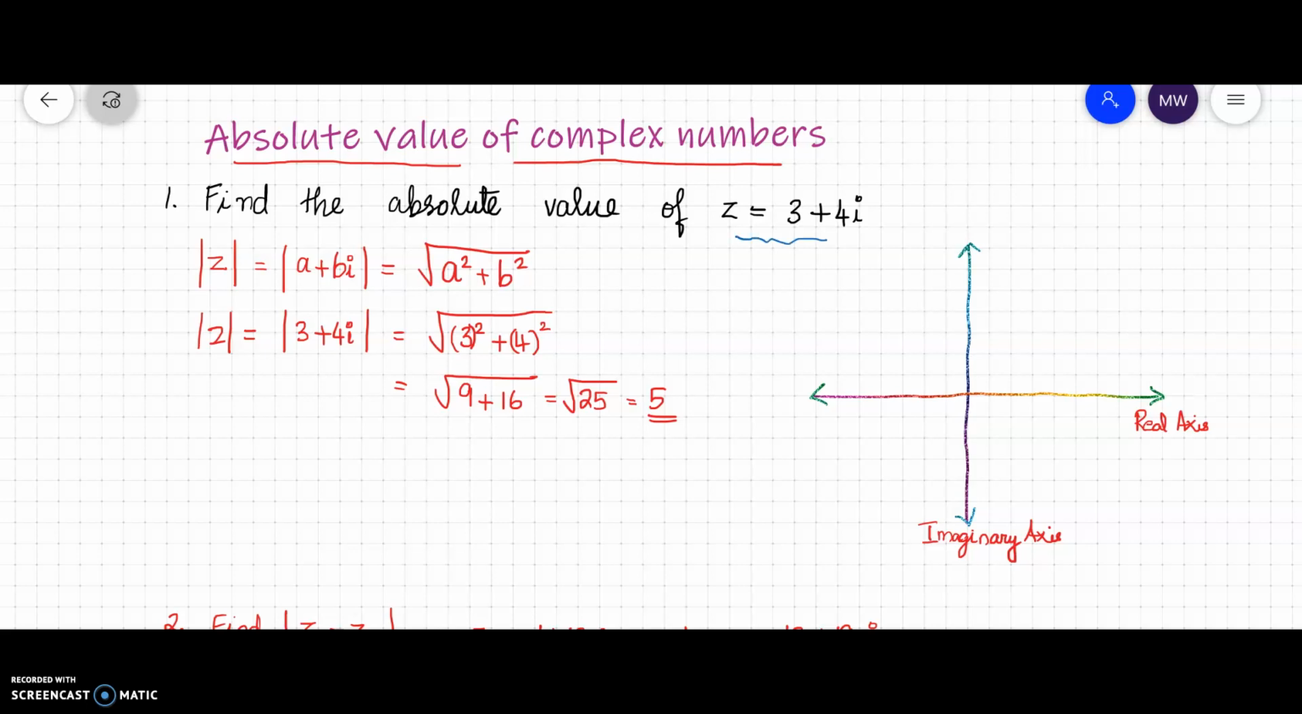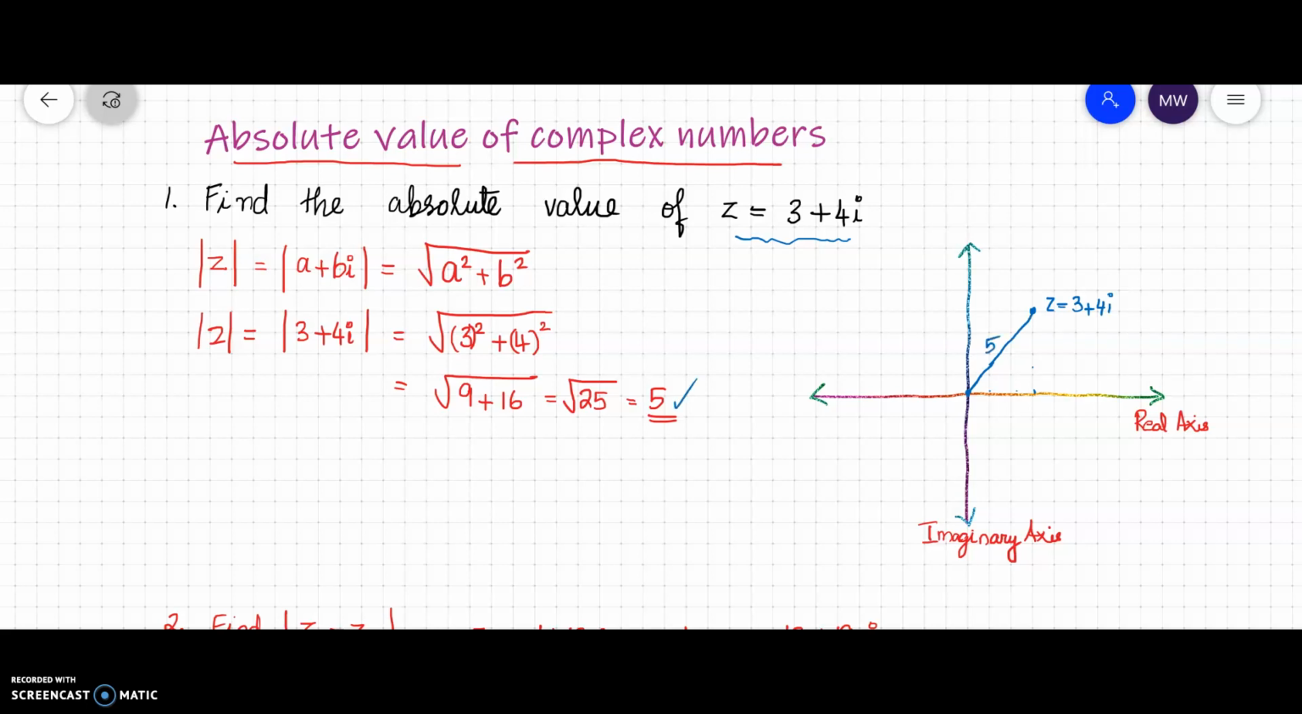If I were to plot this complex number on a graph, since it's positive 3 from the center, I would go 1, 2, 3 to the right. And since it's positive 4i, on the imaginary axis I would go 1, 2, 3, 4. So this is where the point is. This is where z, which is 3 plus 4i, is on the complex plane. So how far is z from 0, from the origin? This distance is what we found out to be 5.